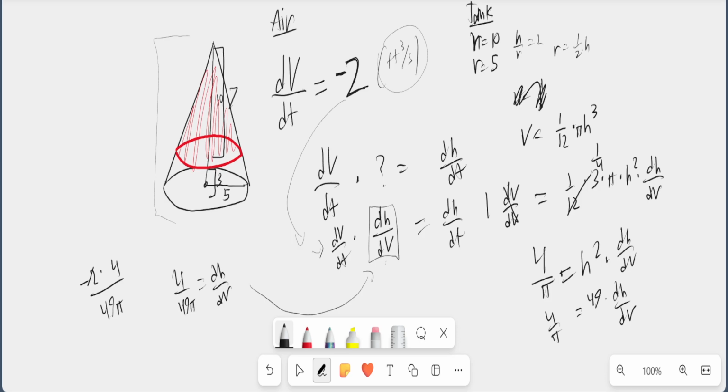And remind me, I don't think anything cancels out there actually, so it becomes -8 over 49 pi. Is that what we got when we did it the other way? I don't remember. I think it was. Yeah. Okay. So that's another way you can do it. You can do it with the chain rule. There's probably more ways to do this as well.